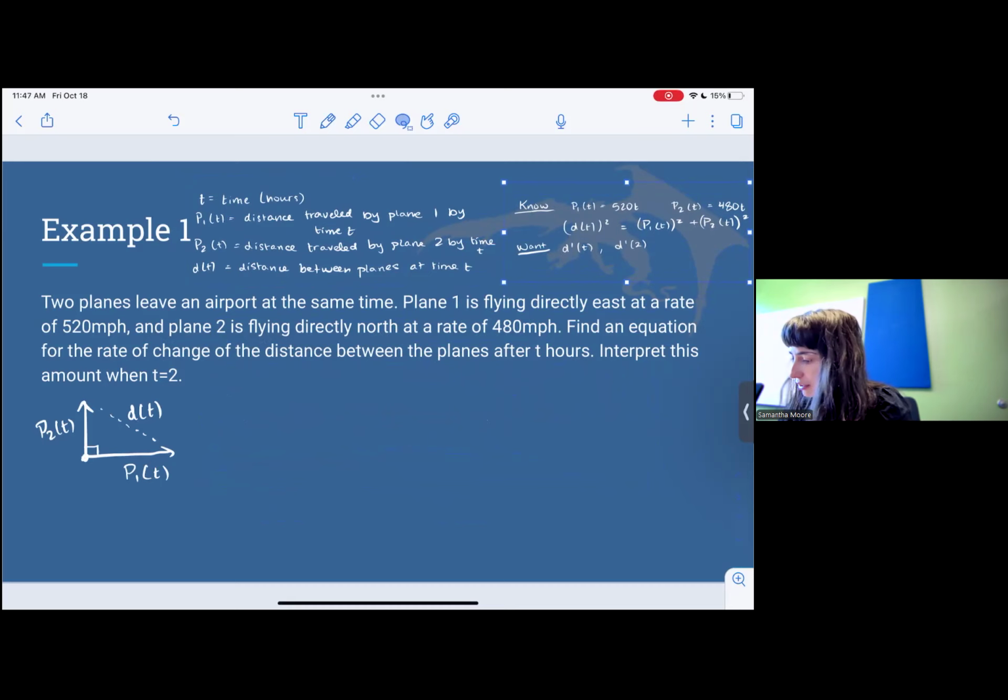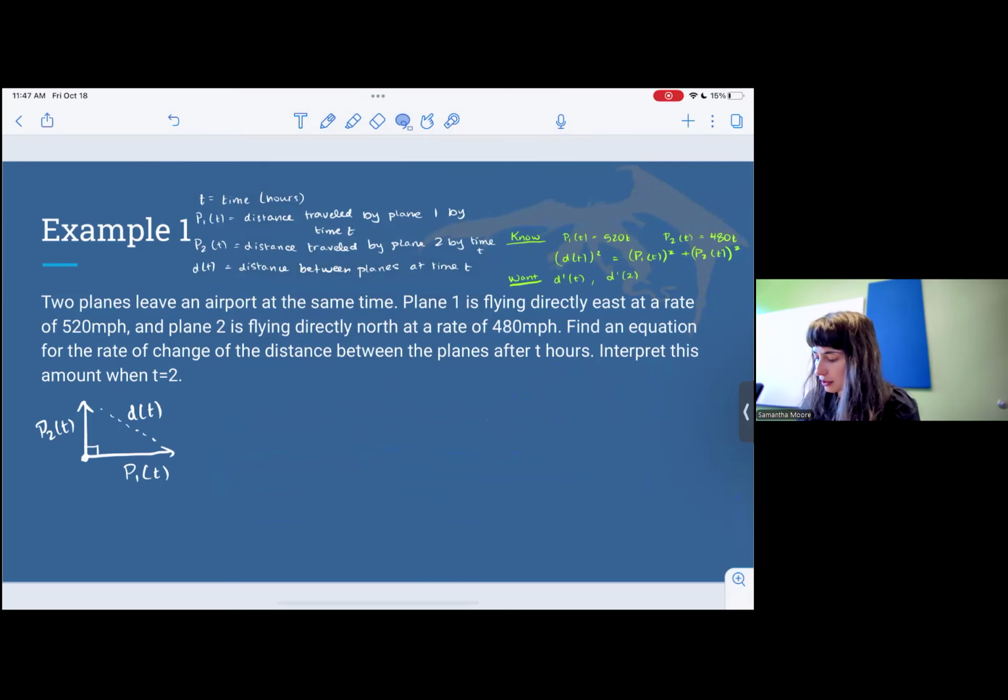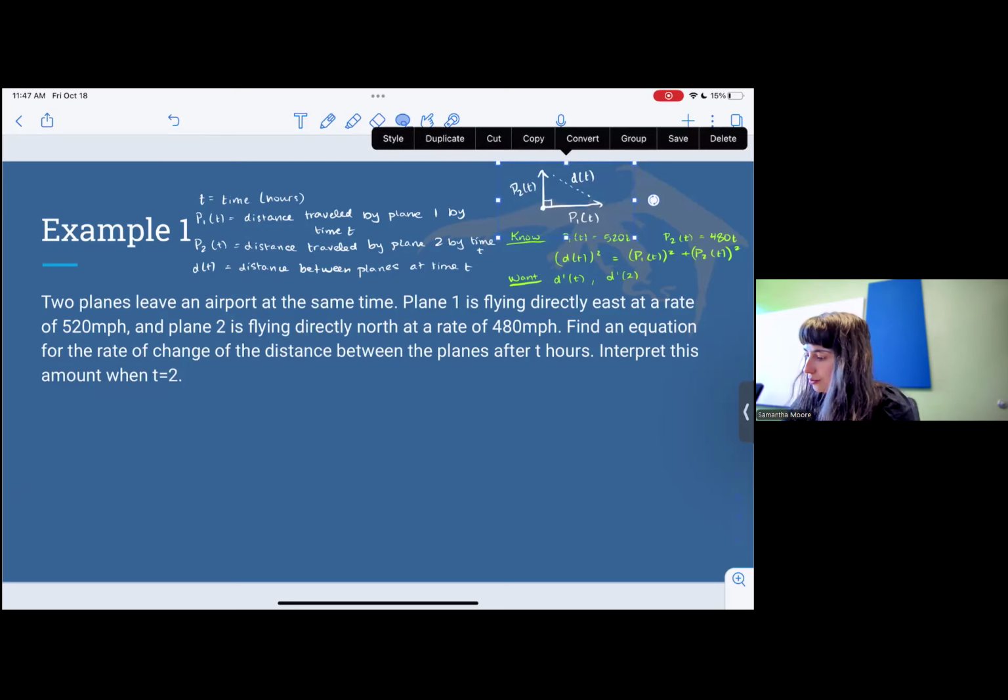Change this maybe to just a different color to make it a little visibly distinct. Okay. And so let's see, then our final step is going to be trying to get from our known amounts to our wanted amounts.